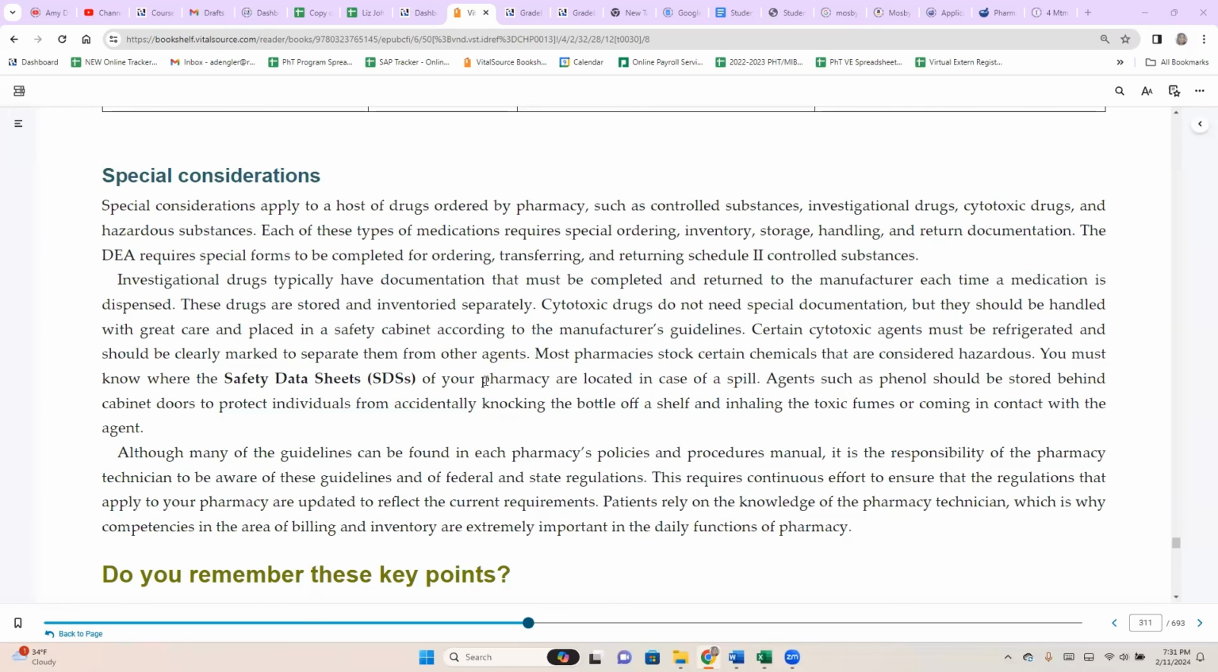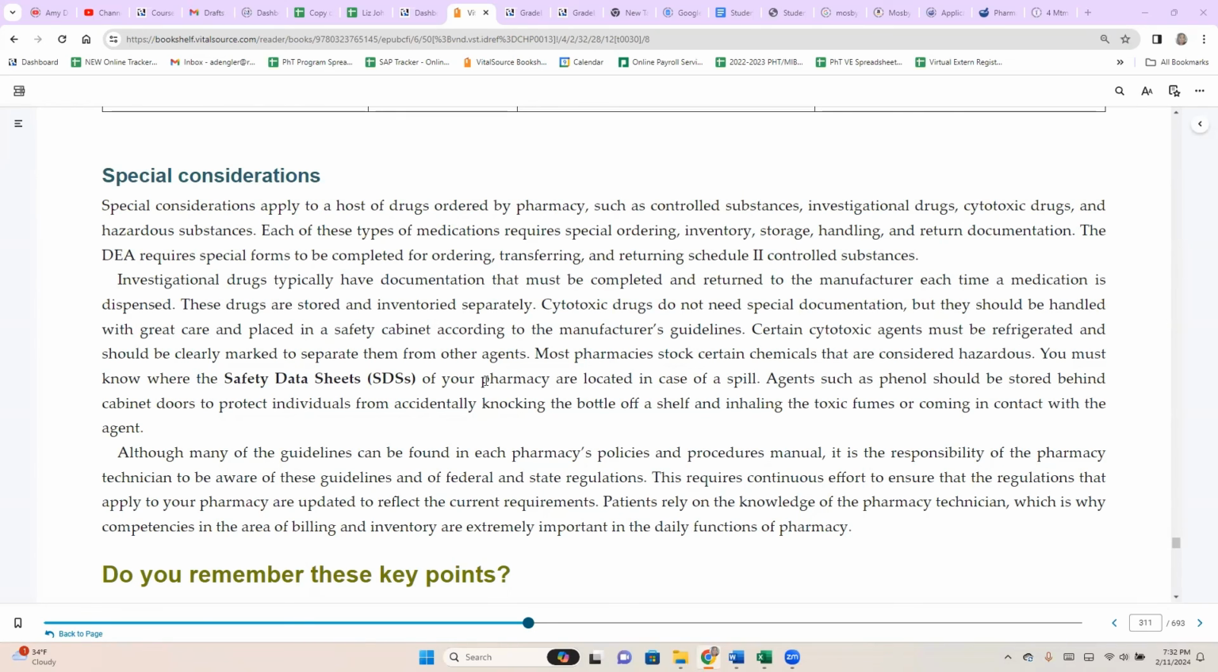Special considerations apply to a host of drugs ordered by pharmacy, such as controlled substances, investigational drugs, cytotoxic drugs, and hazardous substances. Each of these types of medications requires special ordering, inventory, storage, handling, and return documentation. The DEA requires special forms to be completed for ordering, transferring, and returning Schedule II substances. Investigational drugs typically have documentation that must be completed and returned to the manufacturer each time a medication is dispensed. These drugs are stored and inventoried separately.